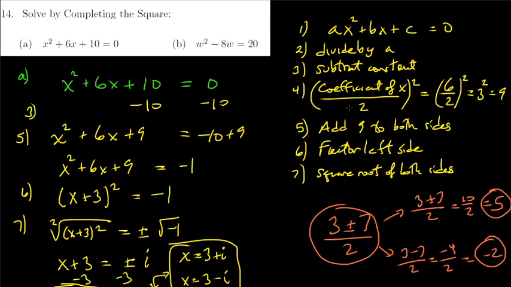All right, now let's go on to part B. w squared minus 8w equals 20. So we're solving for w instead of x. Don't let that bother you. And a is already 1, so we don't have to divide by anything. And the constant's already on the right.